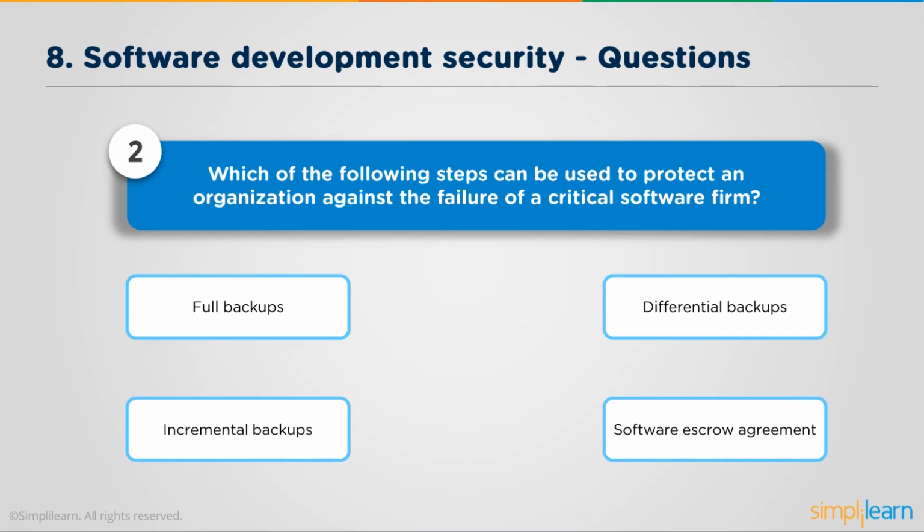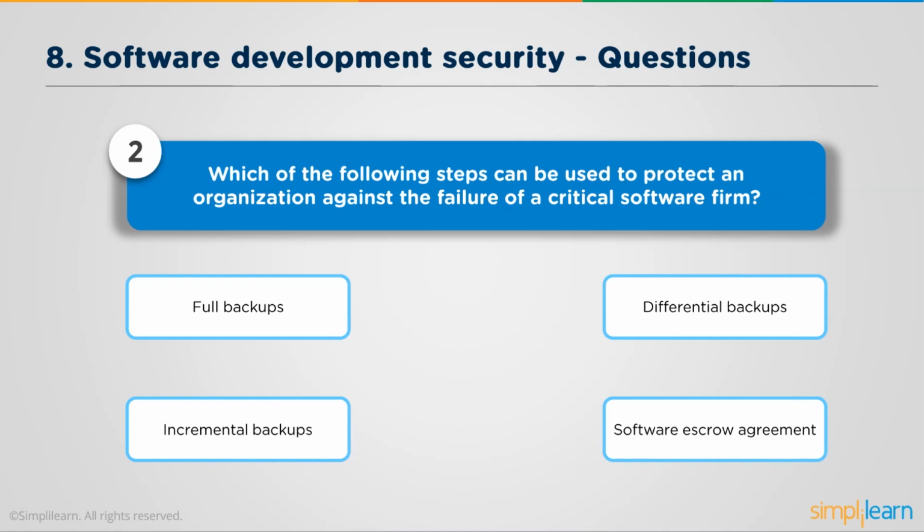Question 2, which of the following steps can be used to protect an organization against the failure of a critical software firm? Now, basically, what does this talk about? This talks about disaster recovery, or this talks about business continuity. For example, there's a failure of some sort. When there is something that fails, what does it do? It interrupts the business. So the moment a business interruption happens, what should kick in? The business continuity plan. If the business continuity plan fails, then the disaster recovery plan kicks in.